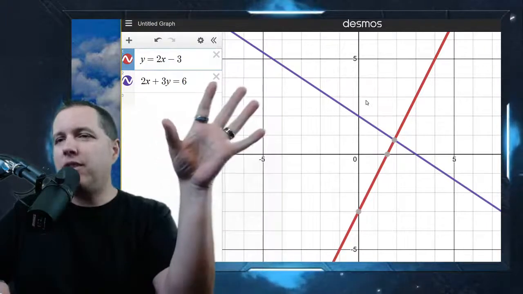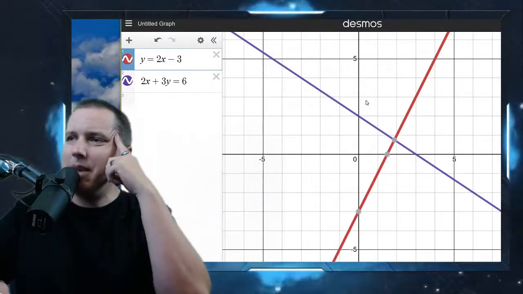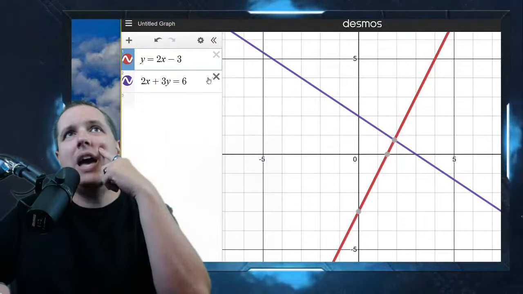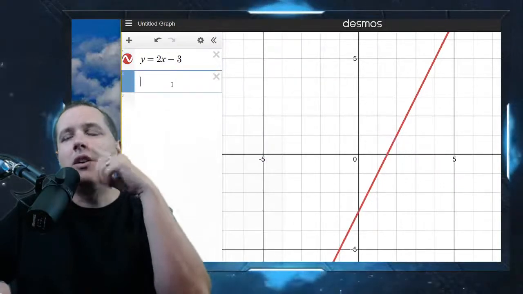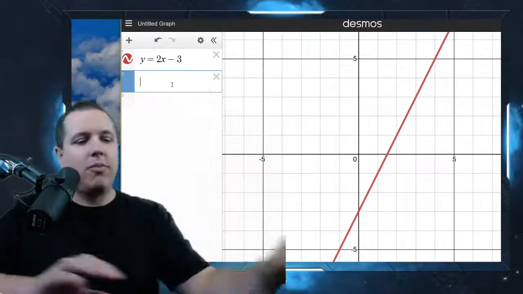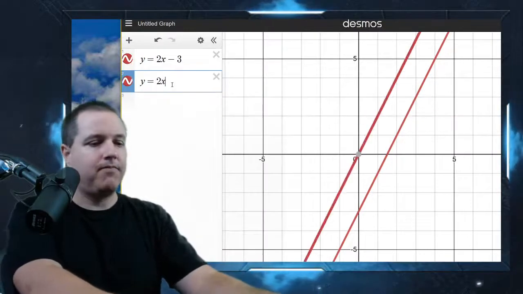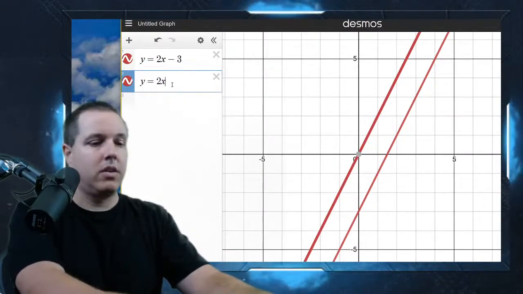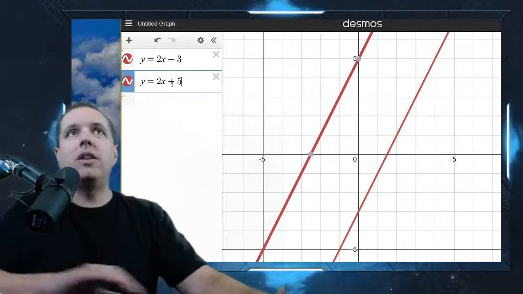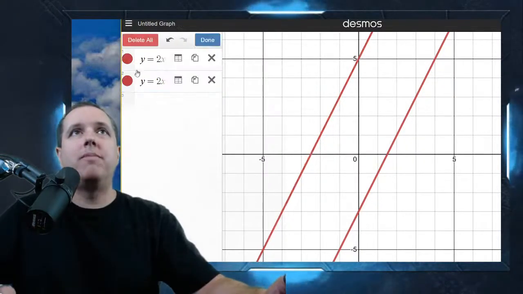But if you played around with this a little bit, you'd see, well, maybe there's an issue. What if I had, I've got these equations in slope-intercept form. What if I had two equations that were parallel? Oh, we don't want them both red, though.